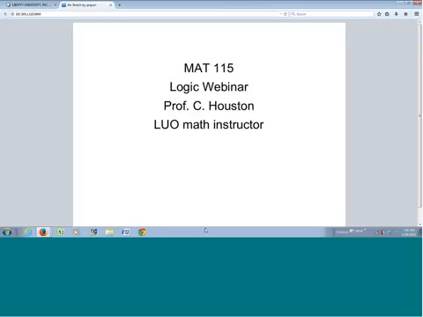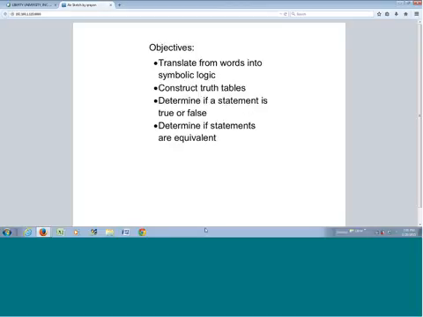The objectives of what we're going to be discussing this evening: we're going to translate from words to symbolic logic, construct truth tables, determine if a statement is true or false, and determine if statements are equivalent.